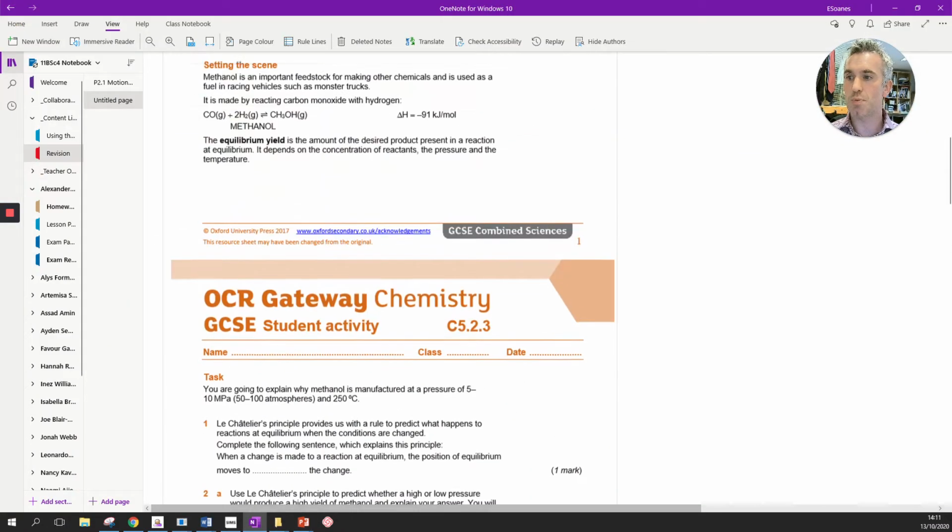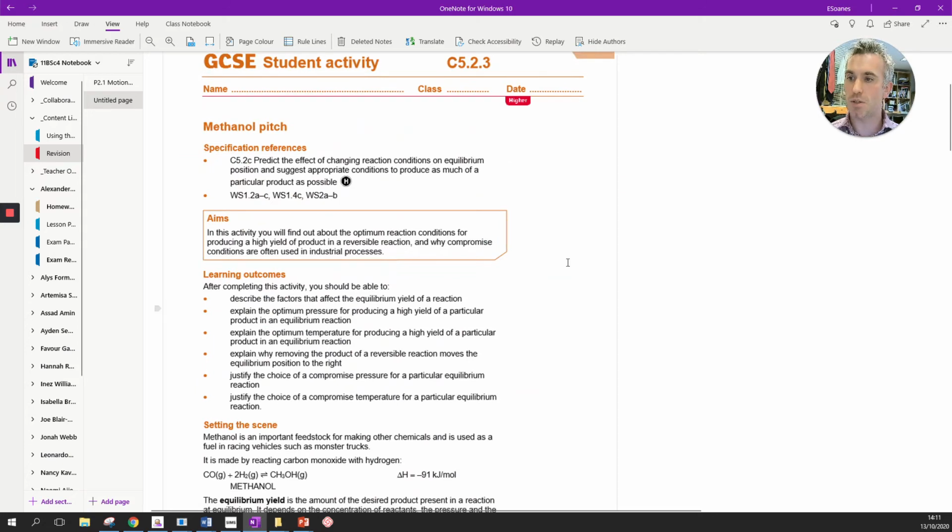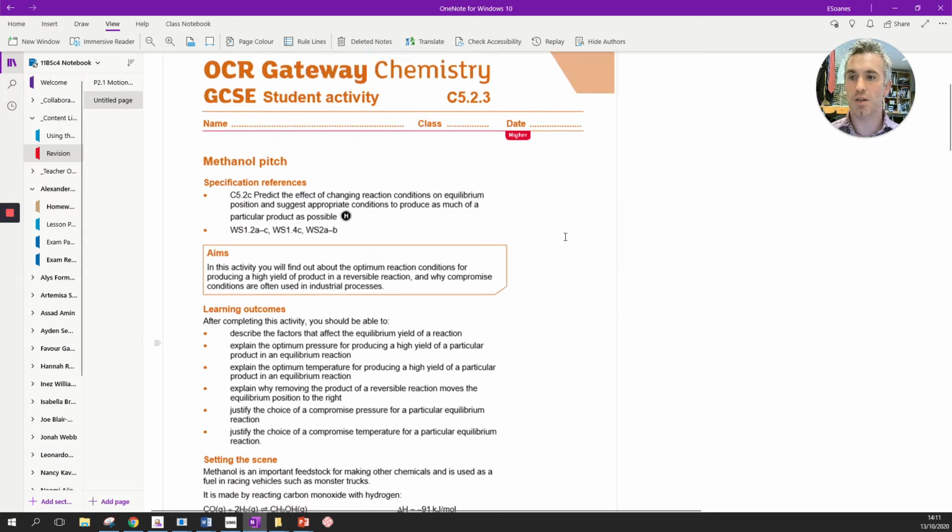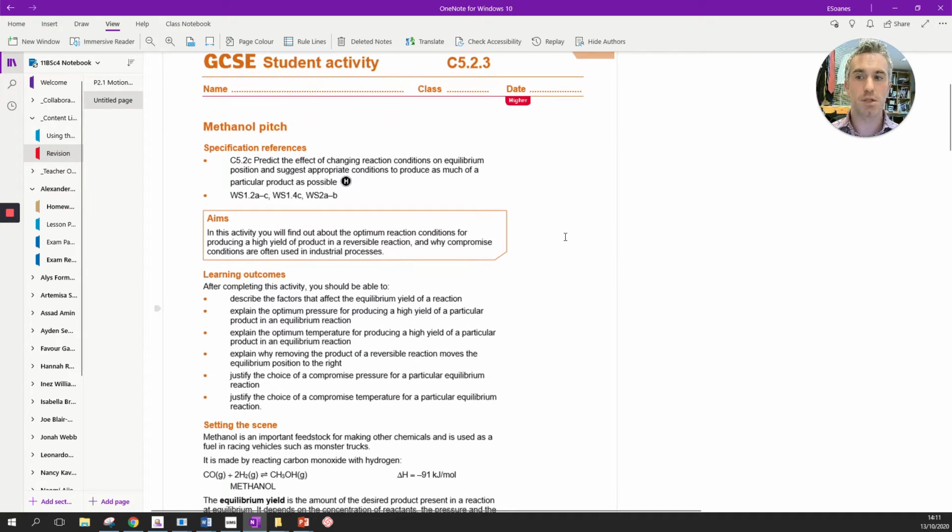You hopefully should be given a piece of paper by your teacher, and it looks like this: methanol pitch. And we're going to work through the methanol pitch questions together. I'm going to give you some hints and tips on how to do this. In this activity, you will find out the optimum reaction conditions for producing a high yield of a product in a reversible reaction, and why compromise conditions are often used in industrial processes.